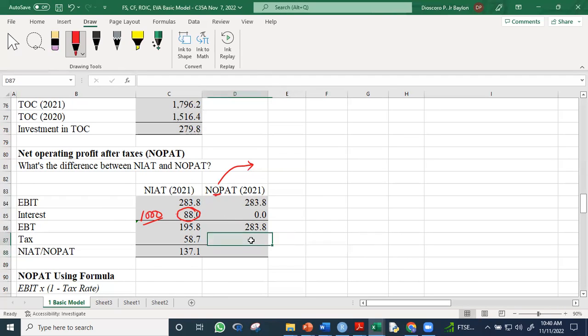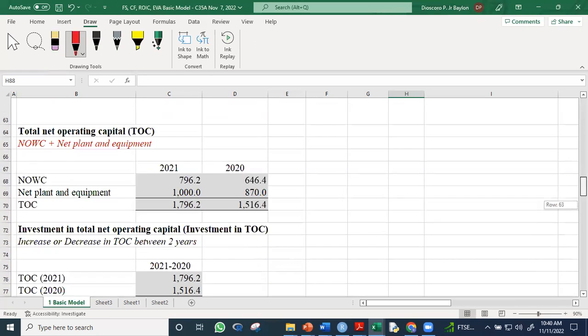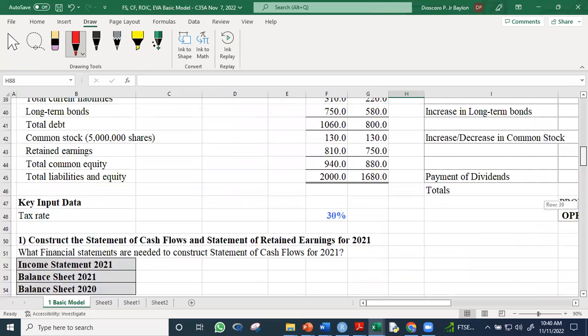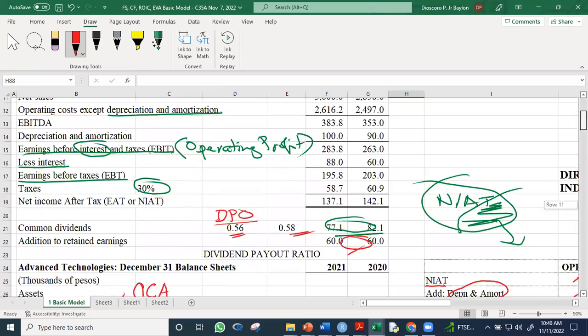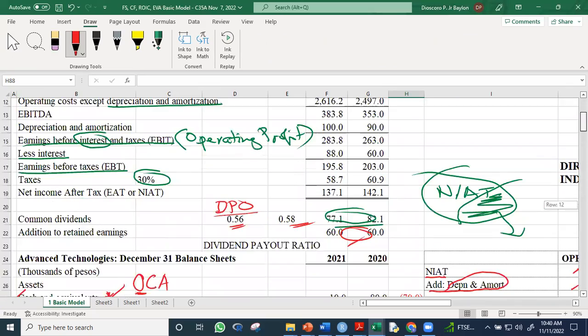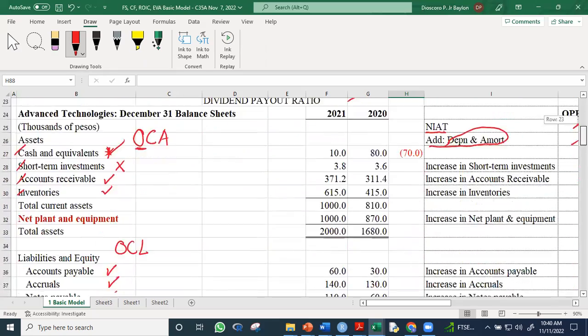Okay, so tax will be 283.8 times, I think we saved the tax rate. Here, tax rate, right? Tax rate is 30%, by the way, class. Where is that here? Did we use that before? Here, I think we gave this a name, 30%, the tax rate.